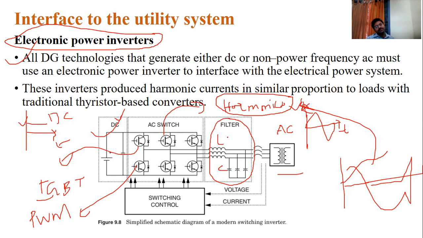But these power electronic equipments are essential for converting DC into AC. Nowadays, very famous companies like Delta and other companies are coming up with the latest technologies, PWM technologies, and artificial intelligence based technologies to minimize the harmonics generated by these inverters.